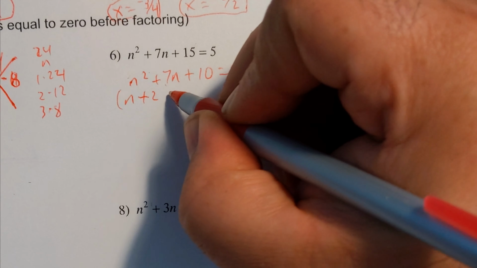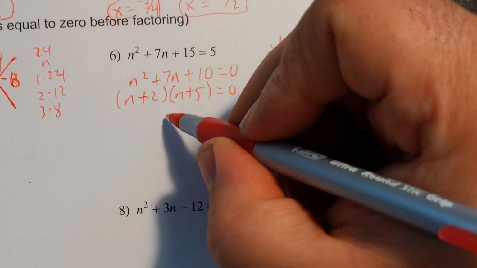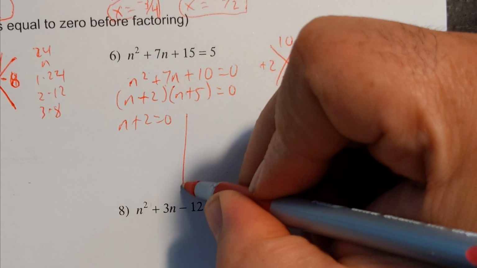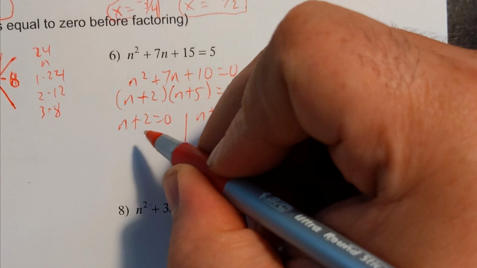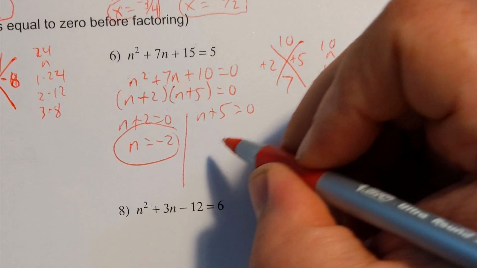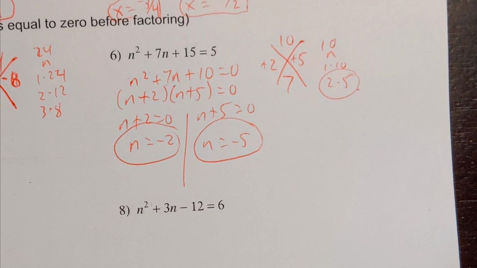N plus 2, n plus 5. Now make each one of these equal to 0, so n plus 2 equals 0, n plus 5 equals 0. Over here, subtract 2. And on this part, subtract 5. And there's my two answers.